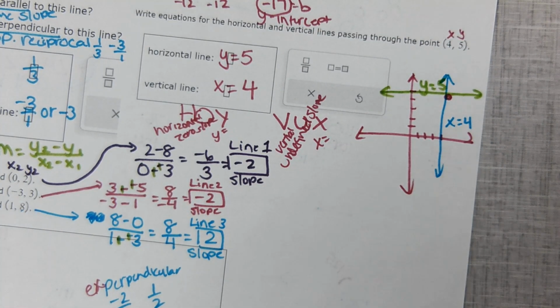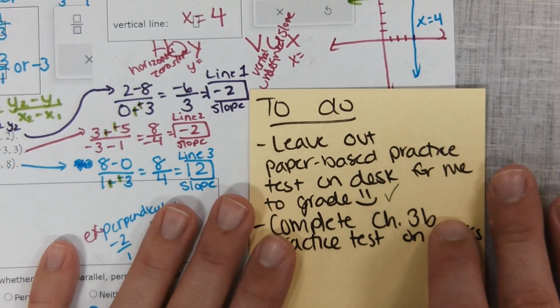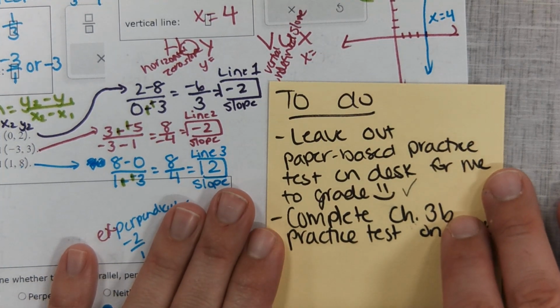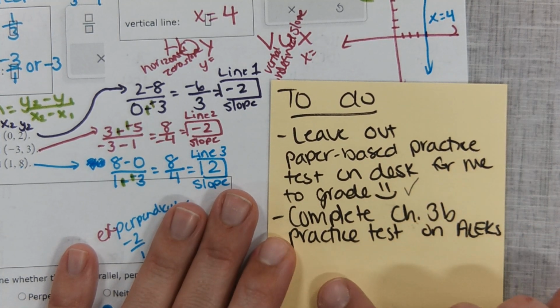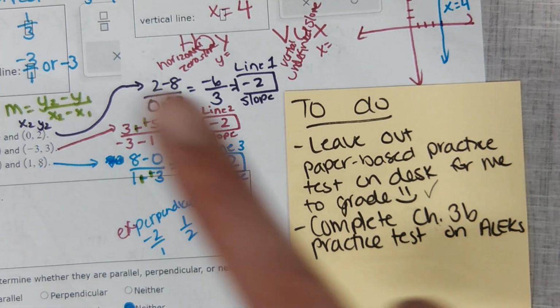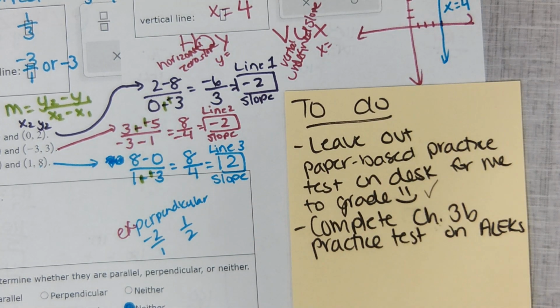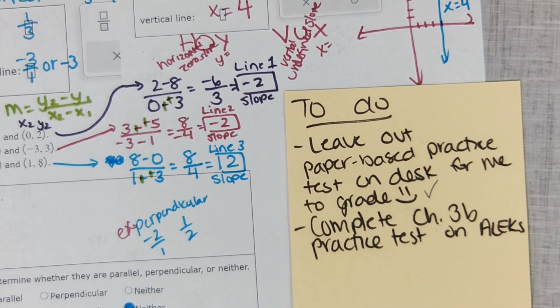Okay, that's all. So we still have 23 minutes left in class, which is a good amount of time. I want you to leave out this practice test on your desk for me to go around and grade it and complete the Ch.3B practice test on Alex. So these are samples of all the questions that will be there. So use this as a guide to help you as well. Okay. Go ahead.